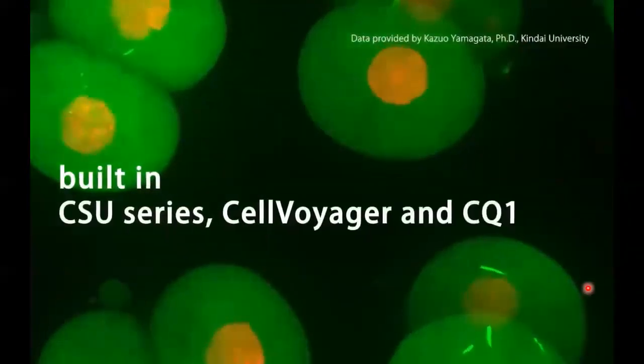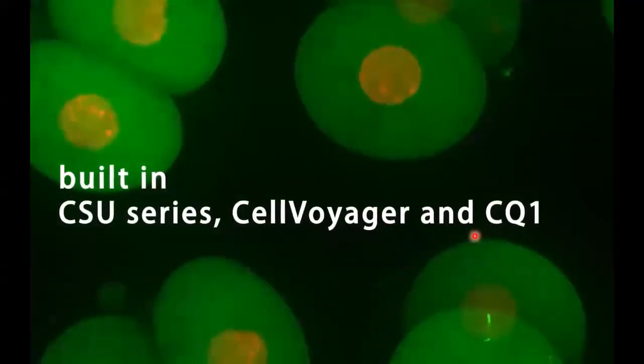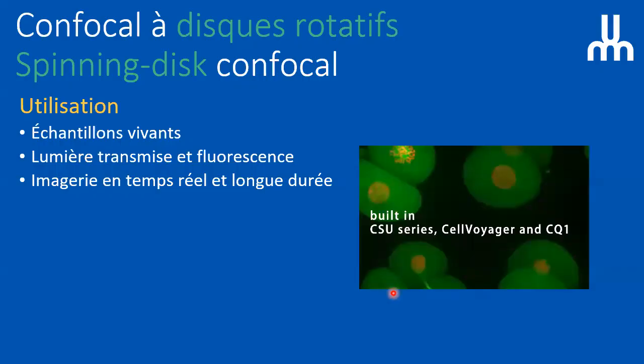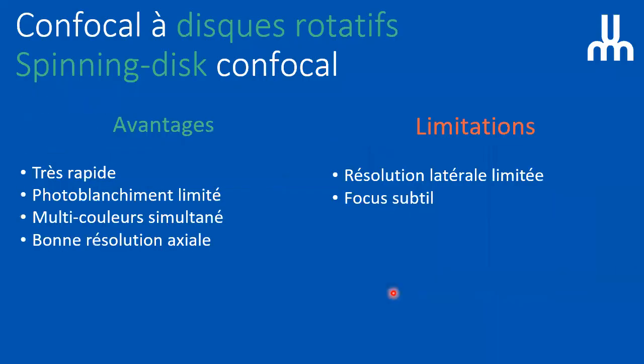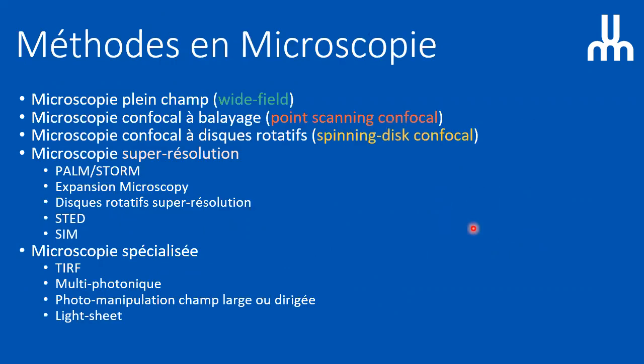Spinning disk confocals are very good for this too. So the benefits: very fast, almost no photobleaching, especially for long time-lapse. You can do multicolor if you have multiple cameras, and you have very good axial resolution. Lateral resolution is limited because of the camera, and finding the focus can be difficult.